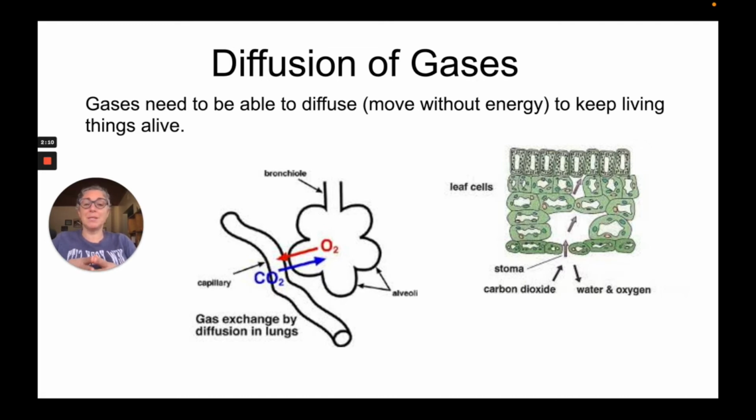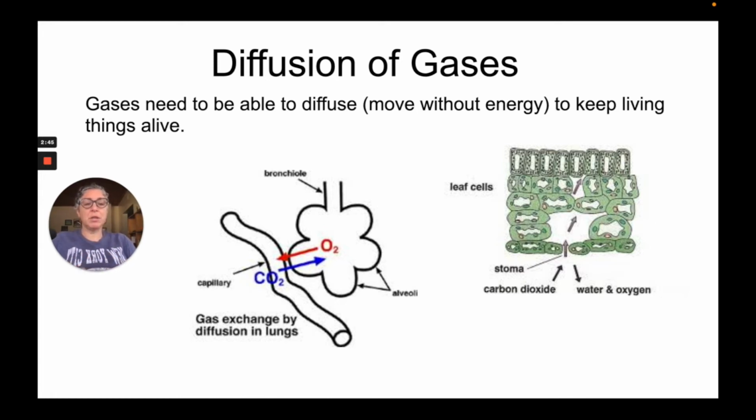So, for example, we've already talked about in the previous video the diffusion of gas molecules in the lungs of animals. And this is called gas exchange because the oxygen is moving into the blood and the carbon dioxide is moving out of the blood. And the way that these gas molecules exchange places is through the process of diffusion. Without it, animals would not stay alive.